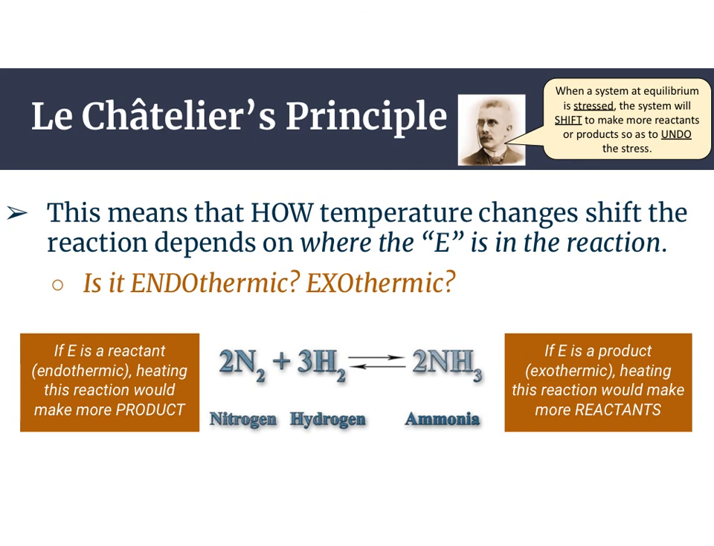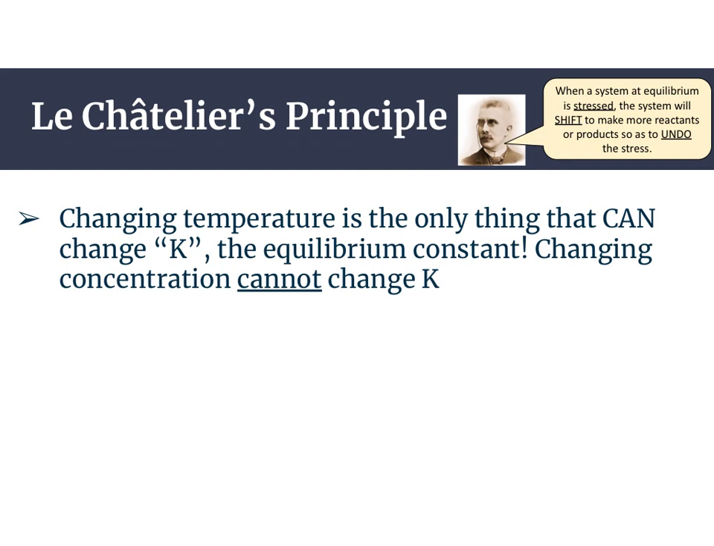So this means that how temperature changes the shift depends on where the E is, right? Kind of like what I just showed you. And this is just a summary graphic that I have in your notes that you can kind of read through. So it's telling you based on where E is, how is it going to change what my shift is? Changing the temperature is the only thing that can change K, the equilibrium constant. Changing the concentration cannot change K.